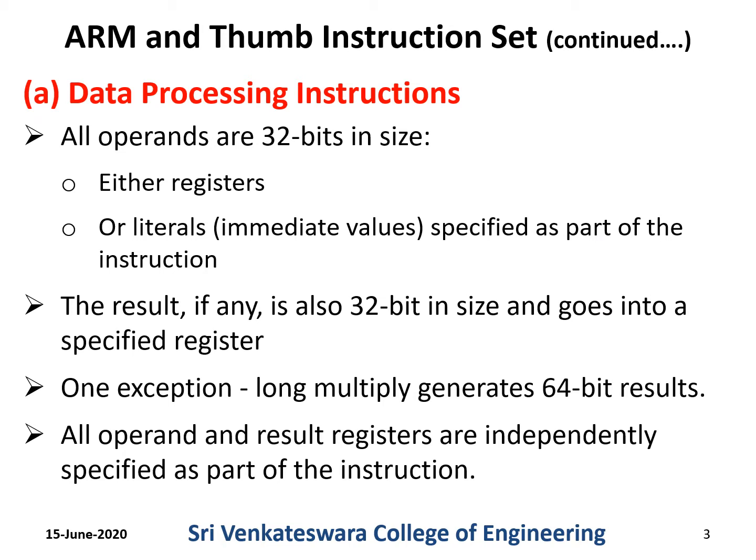Let us start with data processing instructions. All the operands are 32 bits in size, whether they are specified in registers or made available as immediate values along with the instruction. They have to be 32 bits in size, and also the result produced is 32 bits in size, which is saved in the specified register. But with one exception: long multiply generates 64-bit results. All the operands and the result registers are independently specified as part of the instruction.